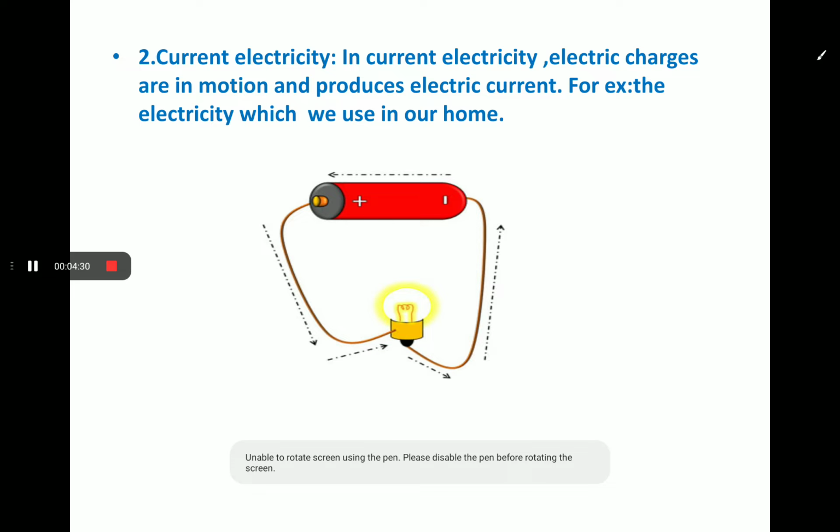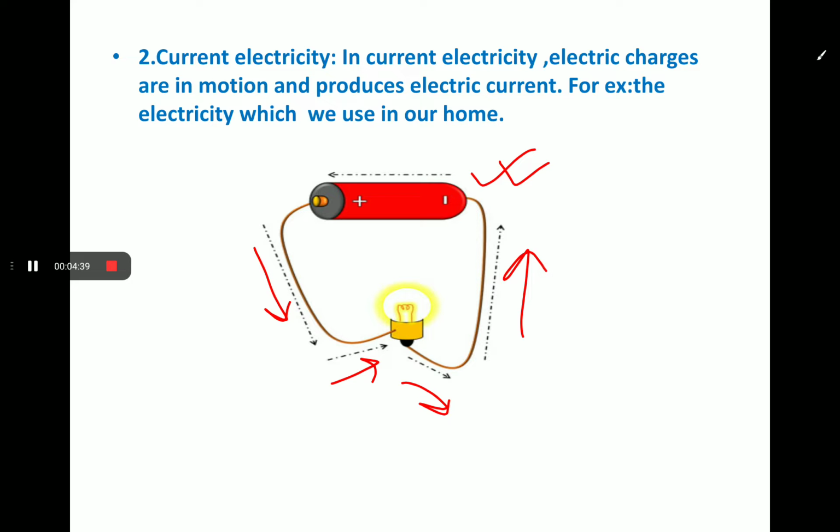Now students, in current electricity, as you can see, there is a cell and the arrow indicates the direction of current. As written here, the electric charges are in motion and produce electric current. So current electricity is the flow of electric charges through the wire. It is not at rest. It is not accumulated at the surface, but it is flowing through the wire. And current electricity is generally used in our homes.